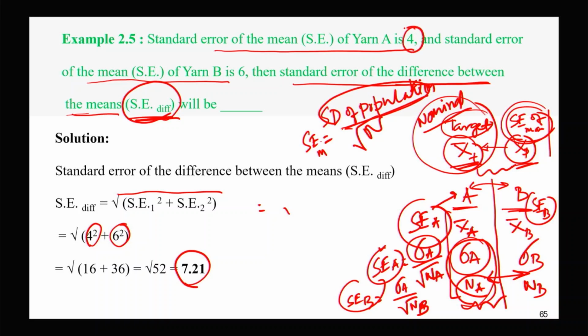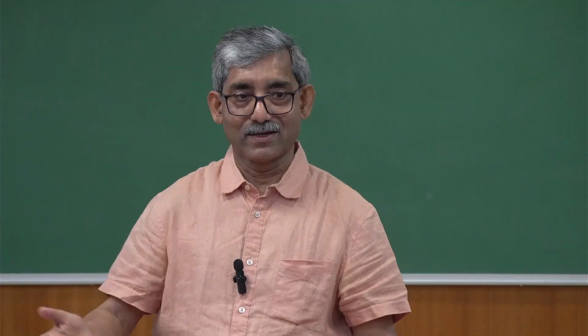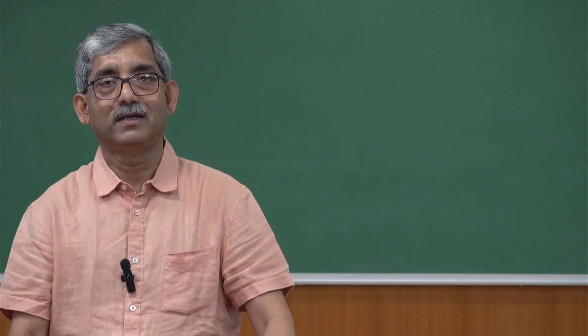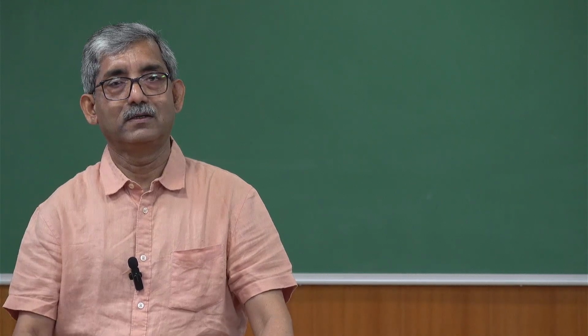For yarn A it was 4, for yarn B it was 6. So the standard error of difference will be more than that, because the individual data has some variability, and between these we are also trying to know the variability. So it will be added in square, okay, and then we take the square root of the added value.